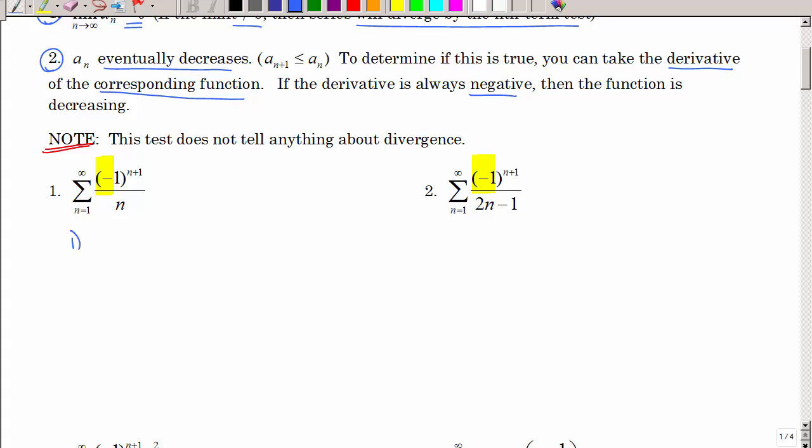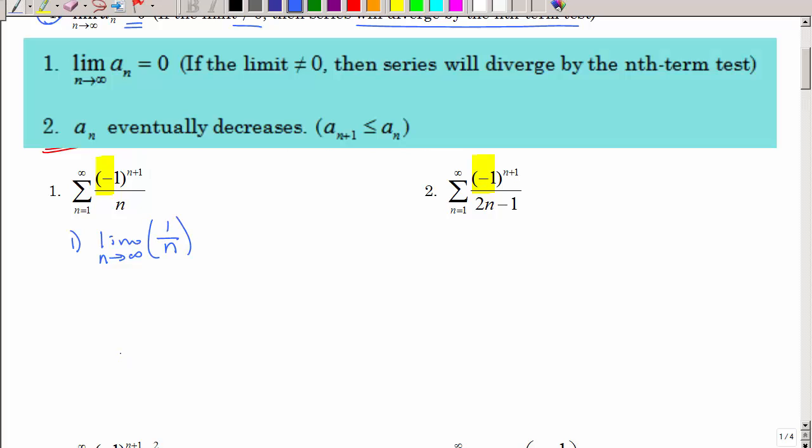So remember, step 1, you have to take the limit of the corresponding positive terms, meaning remove the -1 to a power, and what do you have left? You have just 1 over n. What's the limit as n approaches infinity? That's 0. So condition 1 is met.